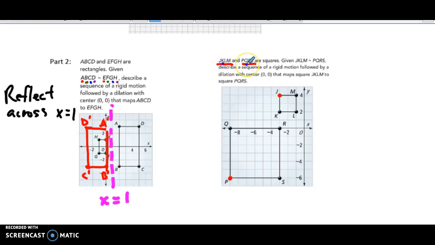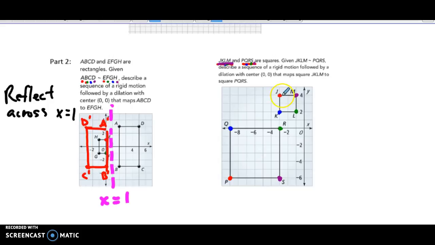K maps to Q. L maps to R. And let's see, let's use purple. And M maps to S. So we're starting with JKLM. So this time we're starting with our small square, and we are going to use a sequence of rigid motion followed by a dilation to produce similar square PQRS.